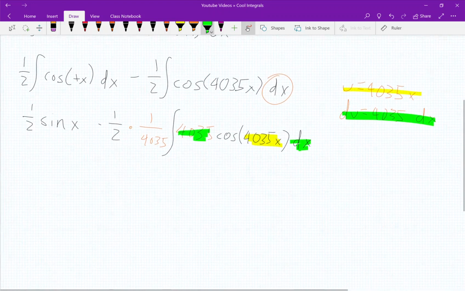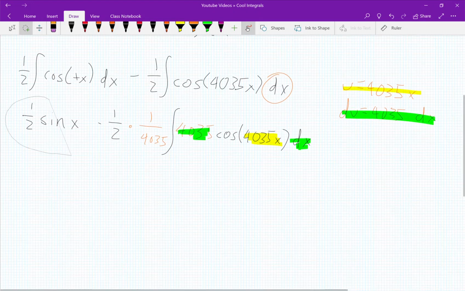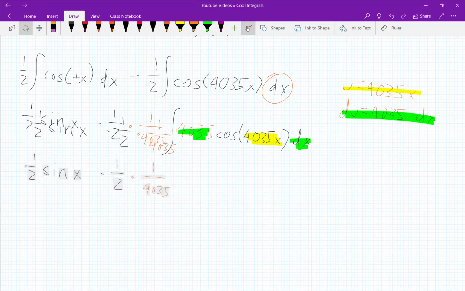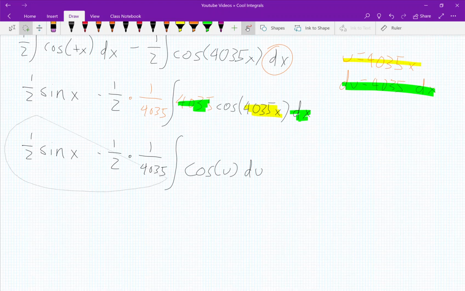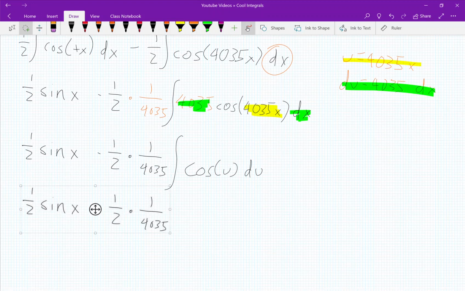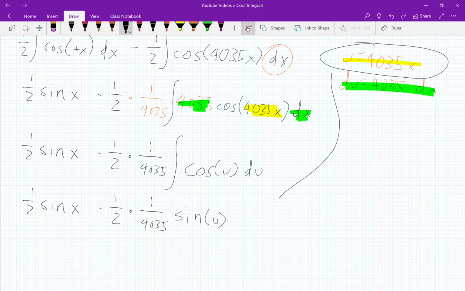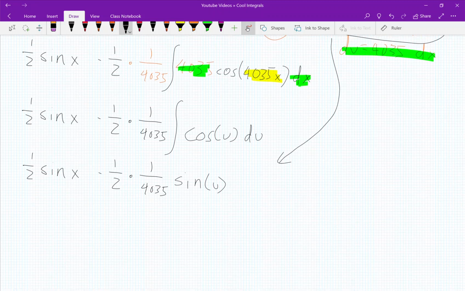So we can simplify this even further. We can drag this part, copy this down. So we have the integral of cosine of u du. And the antiderivative of cosine of u is, again, sine of u. So let's copy this one more time. And we have sine of u. And since we already know what u is, we can just substitute that in for this to become sine of 4035x.